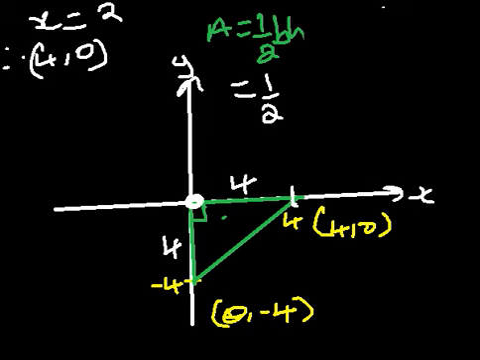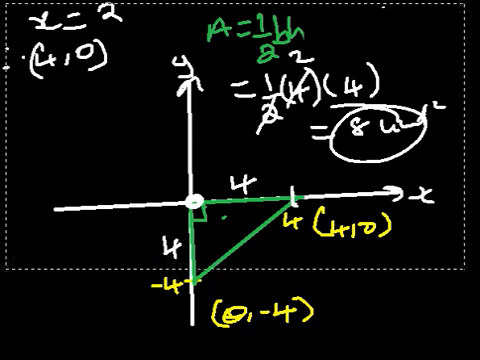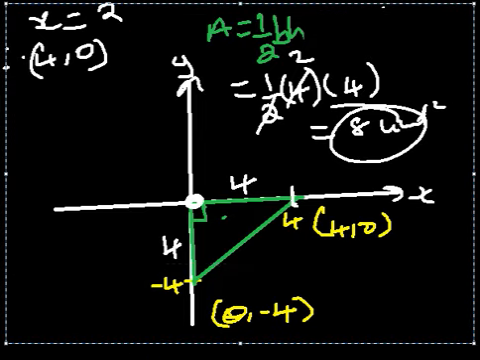So now which means we'll have the area being given as half. What is the base? We have it as 4. And what is the height? We also have it as 4. So the area will be given as 2 times 4, which is 8 units squared. So that is the area of the triangle formed, bounded by the intercepts of the graph. So take note of that.